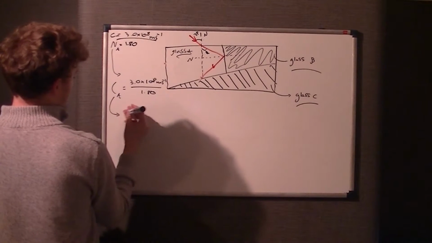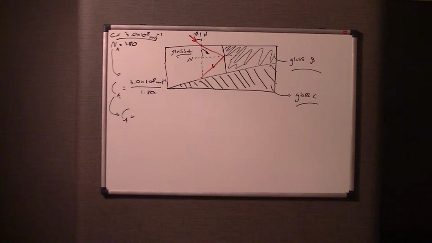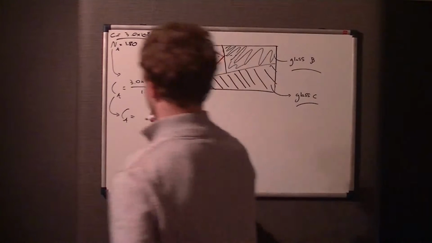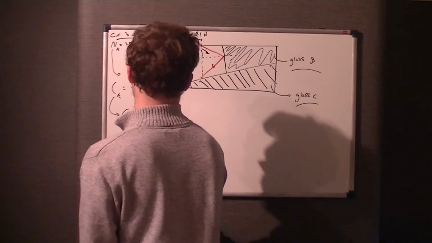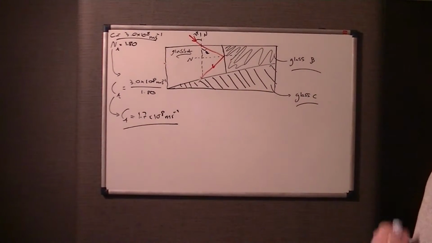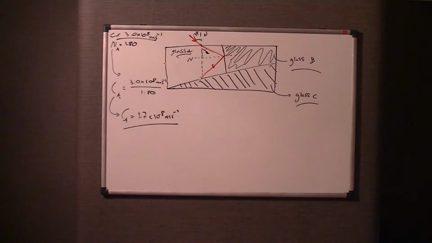Sub that into your calculator and you should get a value for cA, which is 1.7 times 10 to the 8 metres per second. So it's still very fast, but not as fast as in air. That's the speed of light in substance A, so that's part B.